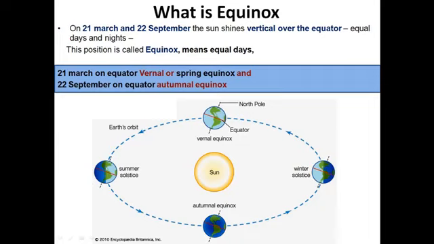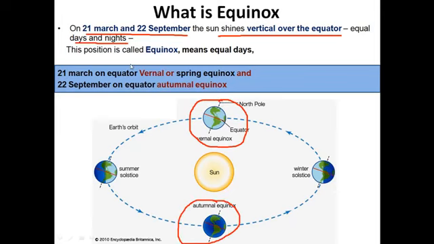Now we'll understand what is equinox. On 21st March and 22nd September, the sun shines vertical over equator, equal days and night. The position is called equinox, meaning equal days. On 21st March, the direct rays of the sun will fall on equator at 90 degrees. Earth will experience equal length of day and equal length of night.